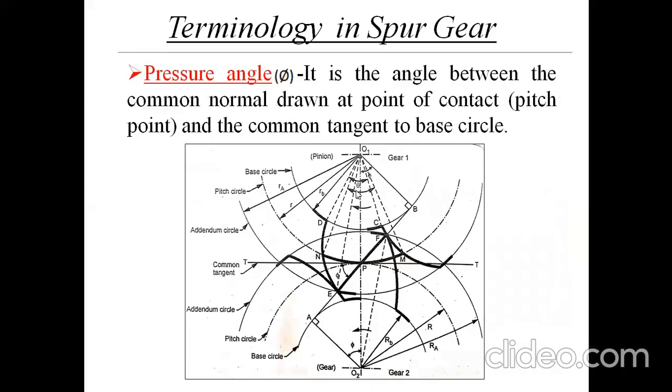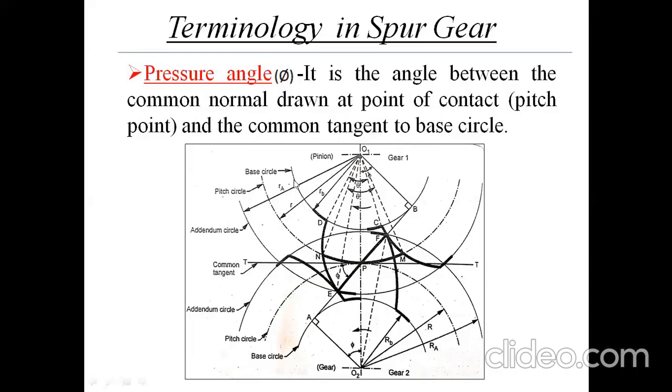Next and more important is pressure angle. Pressure angle is denoted by phi. It is the angle between the common normal drawn at the point of contact, which is nothing but the pitch point, and the common tangent to the base circle.